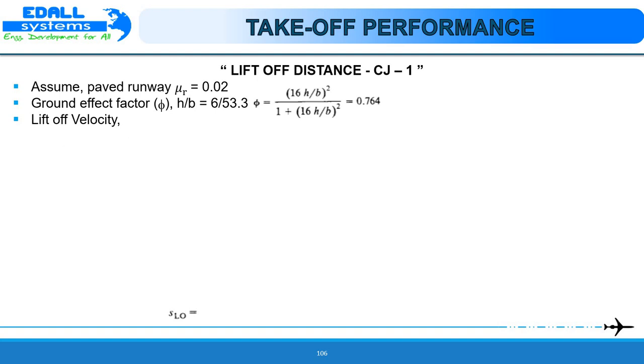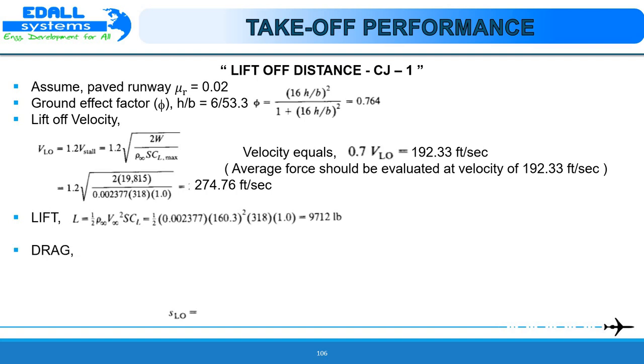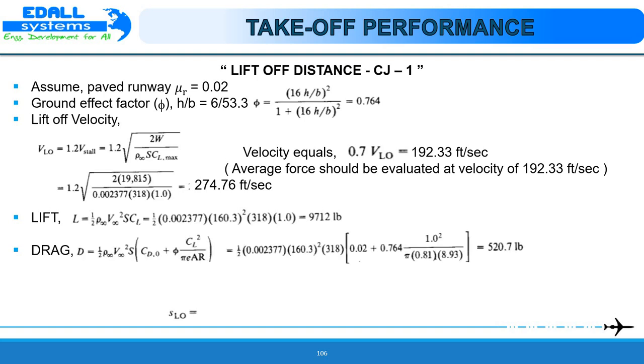To find the lift-off velocity, the lift-off velocity is equal to 1.2 Vstall, which is equal to 274.76 feet per second. Now we know the velocity equals 0.7 into the lift-off velocity, which is equal to 192.33 feet per second. Average force should be evaluated at a velocity of 192.33 feet per second. Hence, to calculate lift, we know the equation. By substitution, we get 9,712 lb. Now to find the drag, substituting in the equation, we get 520.7 lb.